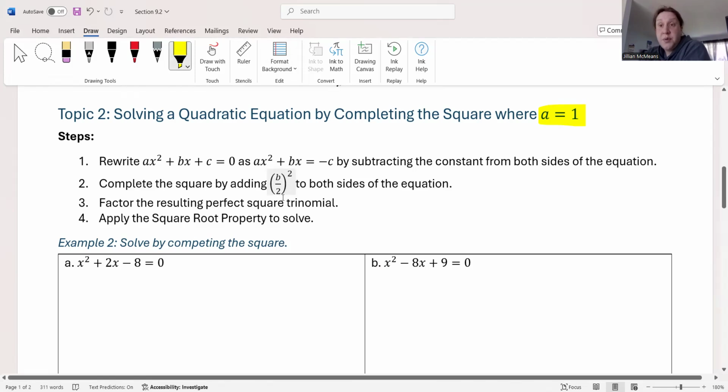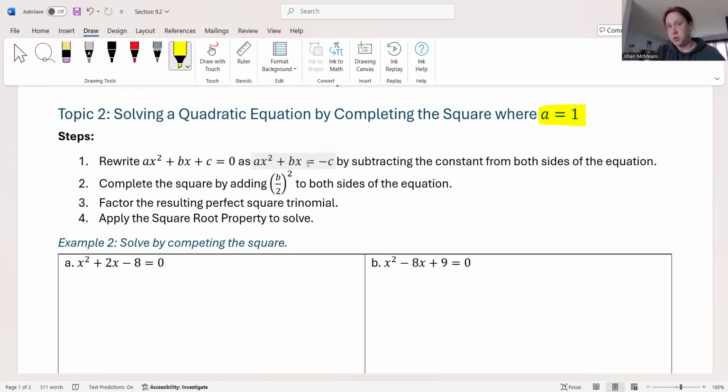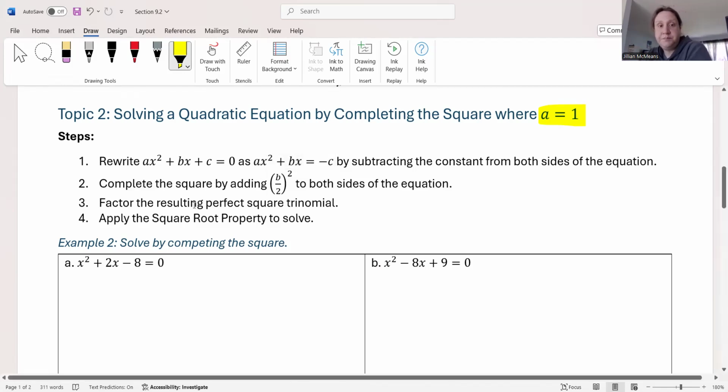Okay, we then complete the square by adding b over 2 squared to both sides. Now we know if we add it to the side that contains the two variable terms, we get a perfect square trinomial, which is great, but we have to maintain balance. So whatever we add or subtract to one side, we have to add or subtract to the other side. So we do need to add b over 2 squared to both sides of the equation. We need to factor the perfect square trinomial side and then apply the square root property.